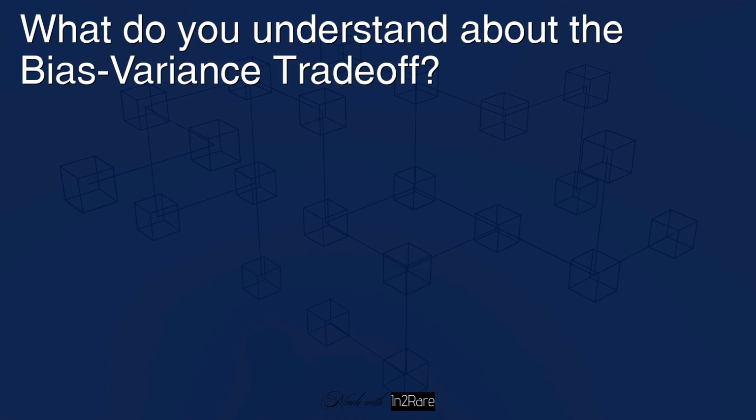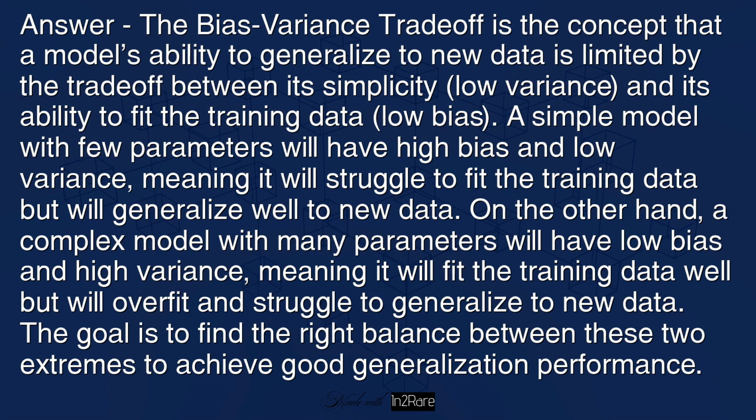What do you understand about the bias-variance trade-off? Answer: the bias-variance trade-off is a concept that a model's ability to generalize to new data is limited by the trade-off between its simplicity (low variance) and its ability to fit the training data (low bias). A simple model with few parameters will have high bias and low variance, meaning it will struggle to fit the training data but will generalize well to new data. On the other hand, a complex model with many parameters will have low bias and high variance, meaning it will fit the training data well but will overfit and struggle to generalize to new data. The goal is to find the right balance between these two extremes to achieve good generalization performance.